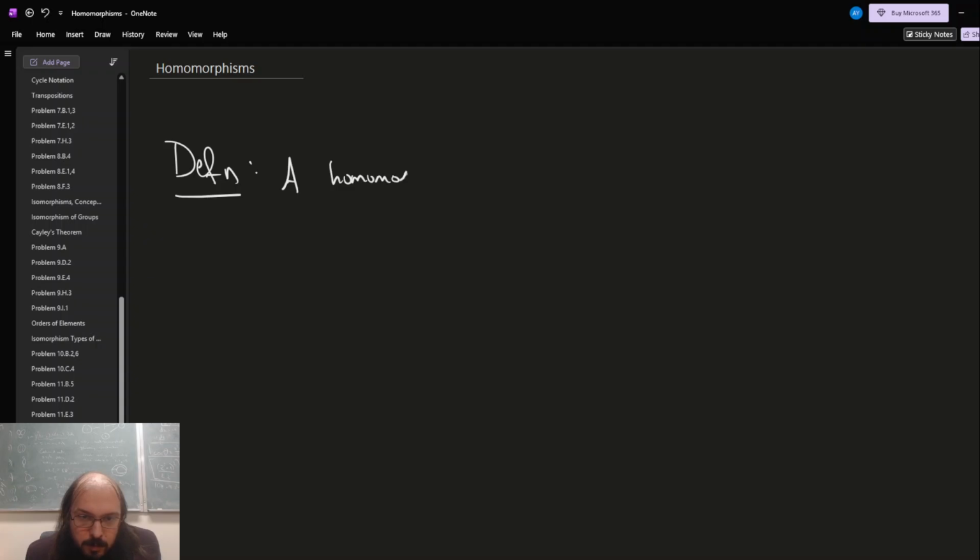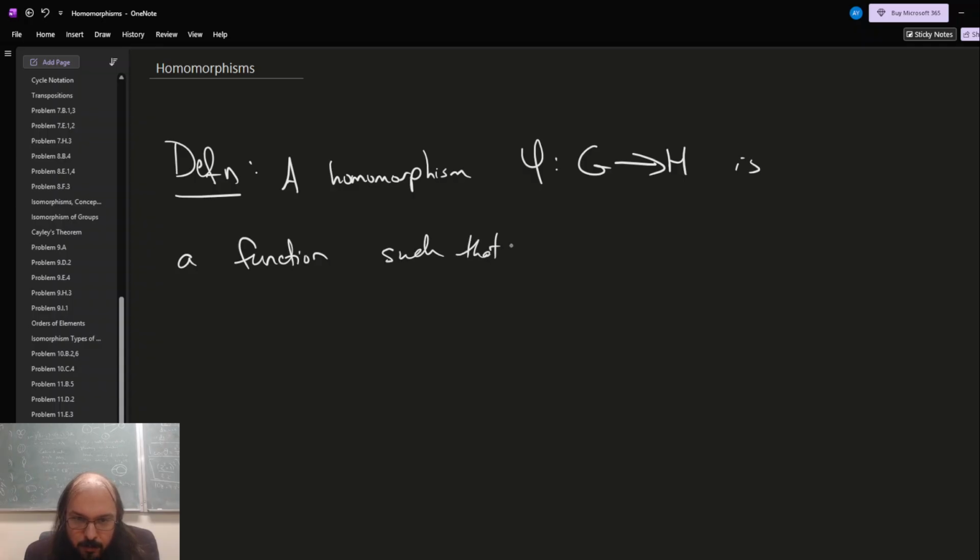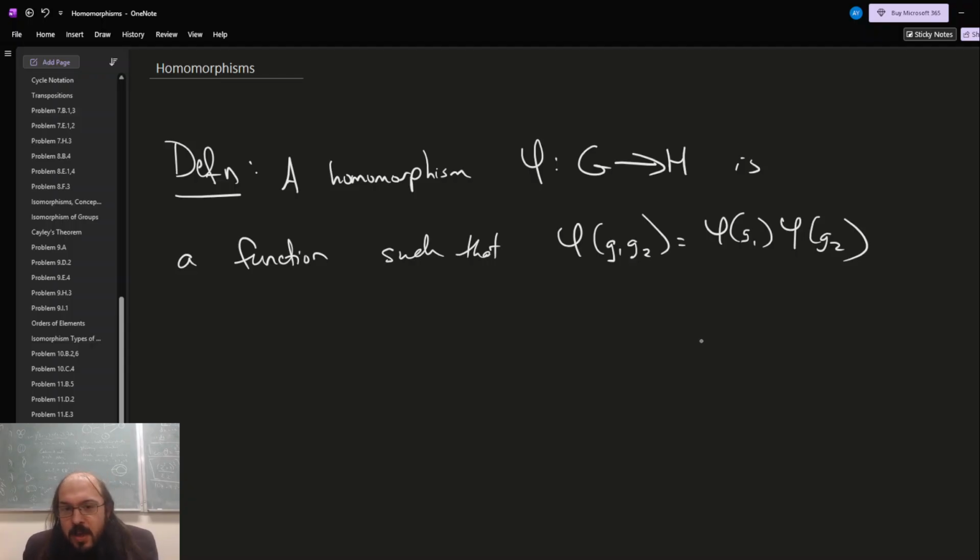A homomorphism phi from G to H is a function such that phi of G1 G2 equals phi of G1 phi of G2. Now, before I was calling this the isomorphism equation even, because it was the only context in which we had seen it so far. And an isomorphism was the same thing, except this function was required to be bijective.